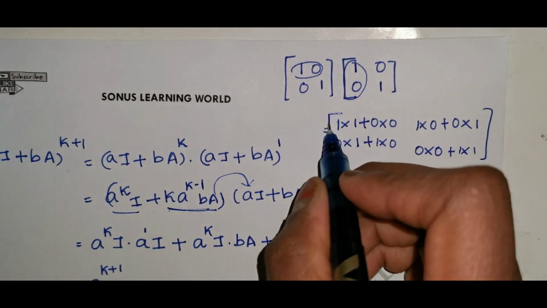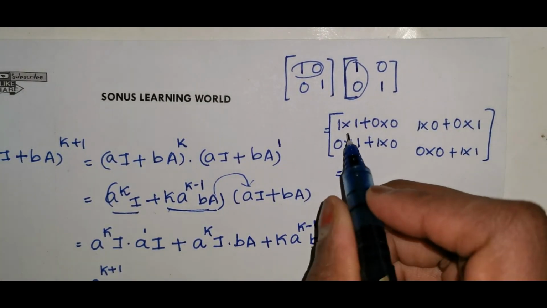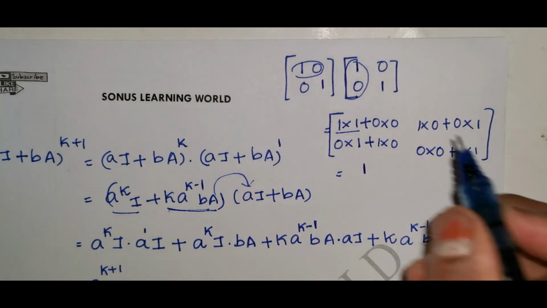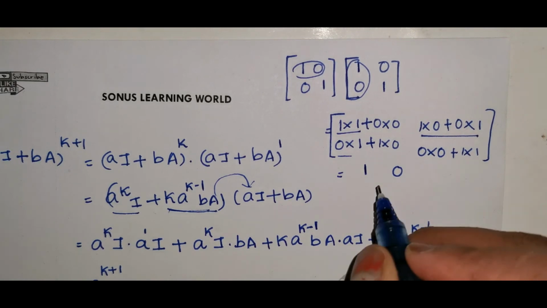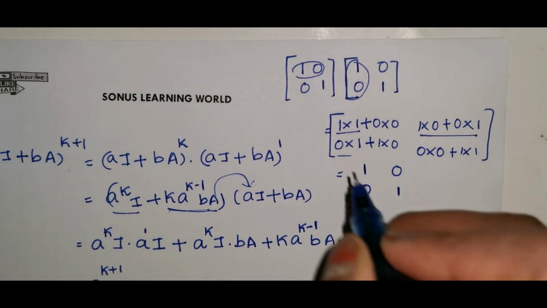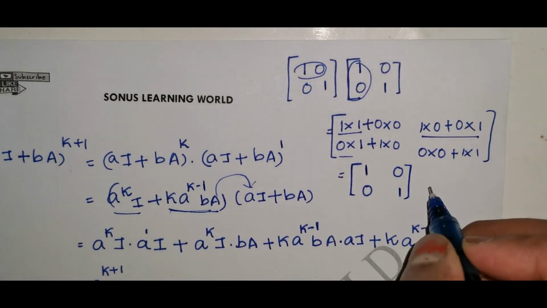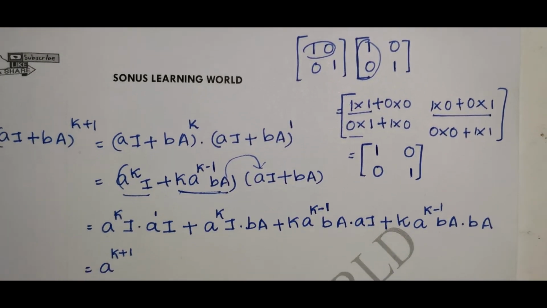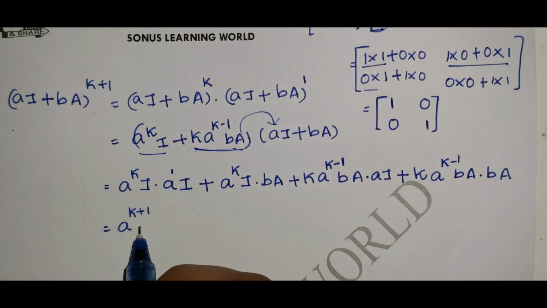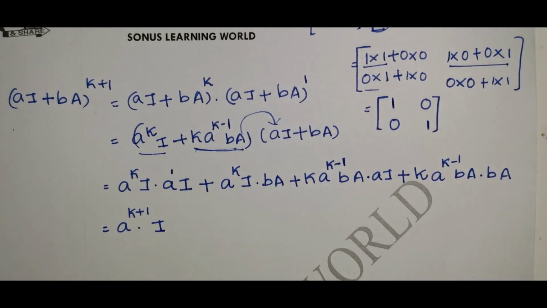So this is a matrix which we are getting. So this is 1, here it is 1, and this is 0, this is also equal to 0 and this is equal to 1. So if we are multiplying I and I, we get I only. Okay, so I square is equal to I. So instead of I square, we can write I.